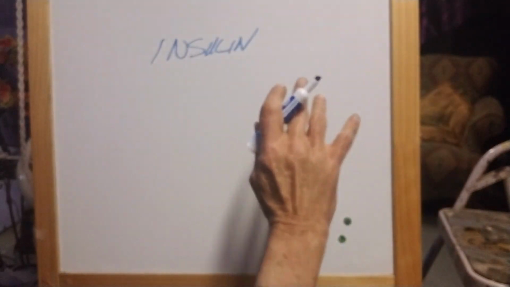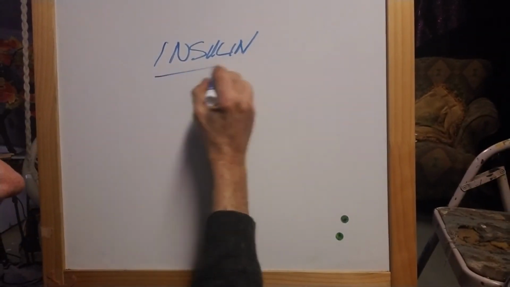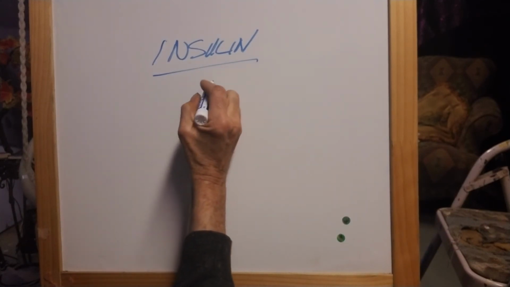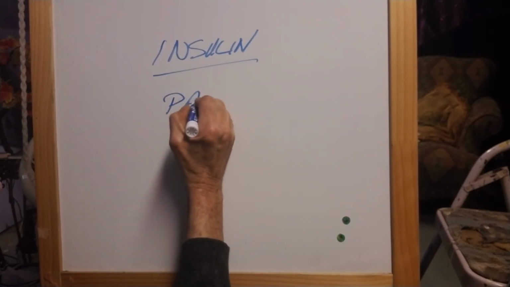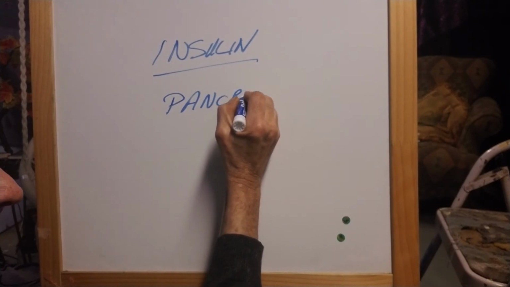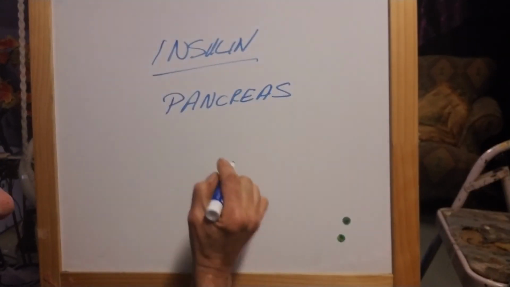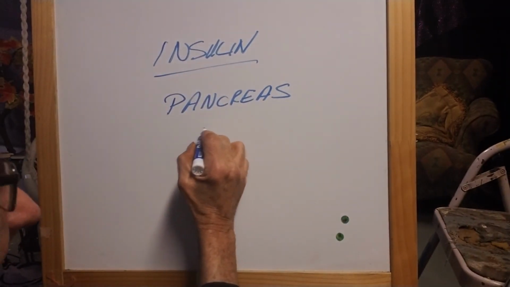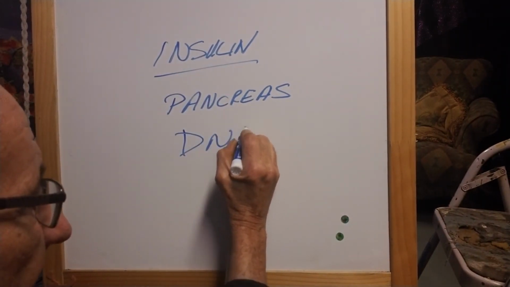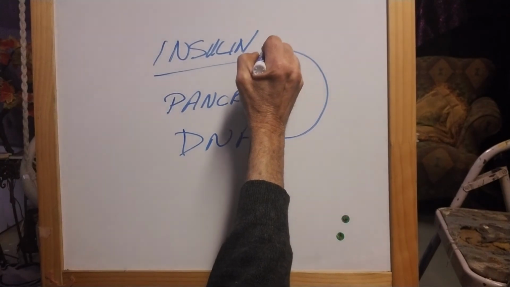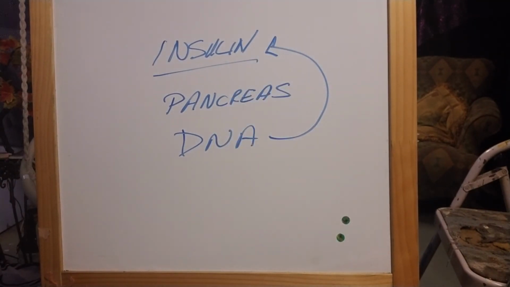I think I've used that. Obviously critical to sugar and that type of thing. But in your pancreas, where insulin is made, in the DNA is the instructions how to make insulin.